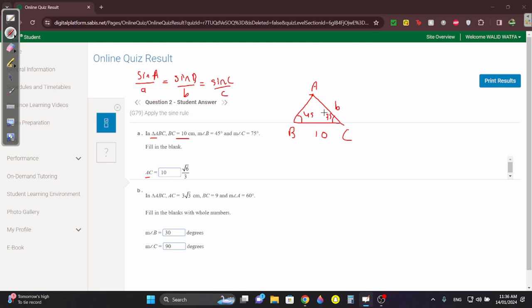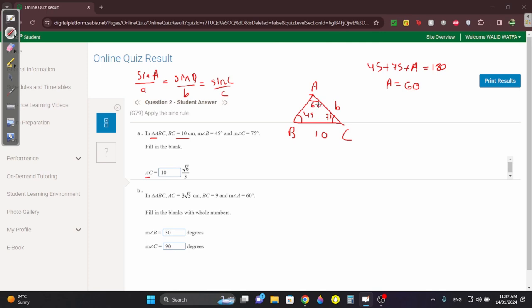When solving using the sine rule, a tip I want to give you is to find all three angles first. It will make solving way easier. How do we find angle A if B and C are 45 and 75? 45 plus 75 plus angle A will be 180, because it's a triangle and all angles add up to 180. So you get angle A is 60.